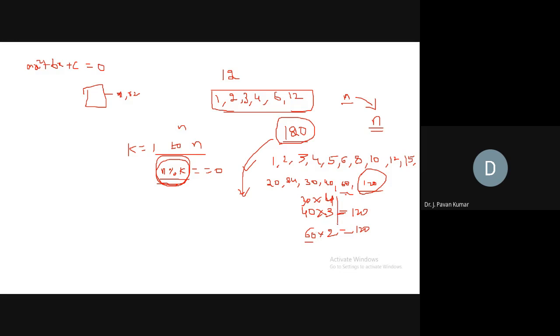If you observe in all these, starting from 1, you can observe 1 into 120, 2 into 60, 3 into 40, 4 into 30. Like this, it keeps on decreasing. Yes or no? It keeps on decrementing. Is it clear? Yes, sir. Now, if you consider 30 multiplied by 4, 40 multiplied by 3, 60 multiplied by 2, the next one, the second one should be 1, isn't it? It should be 1. Yes or no?